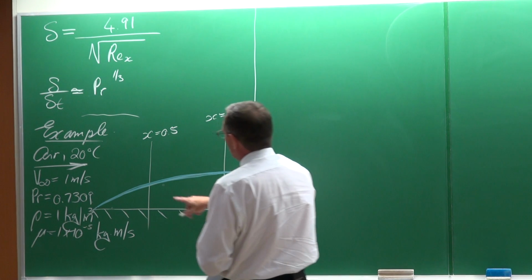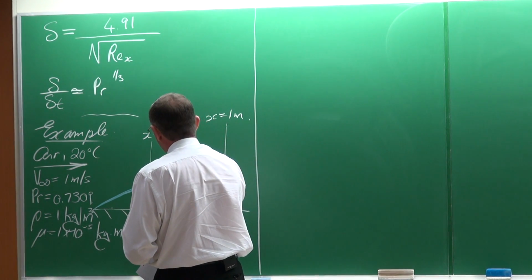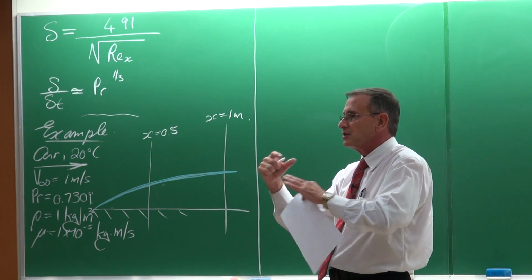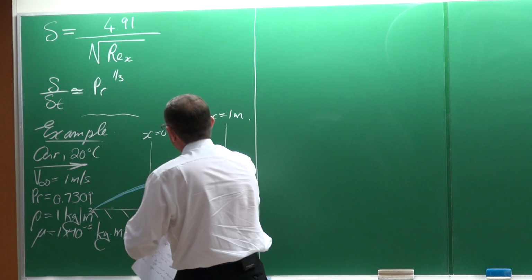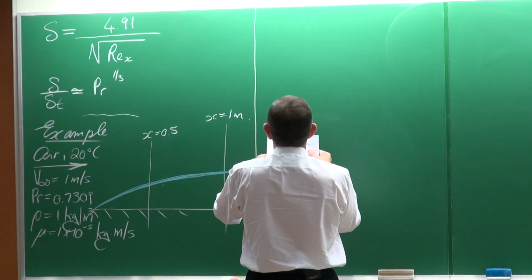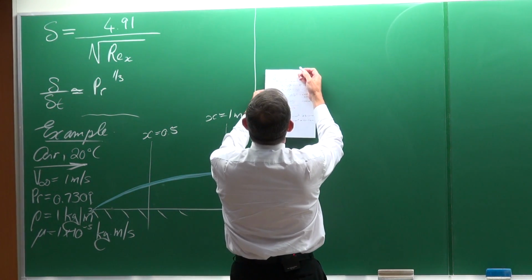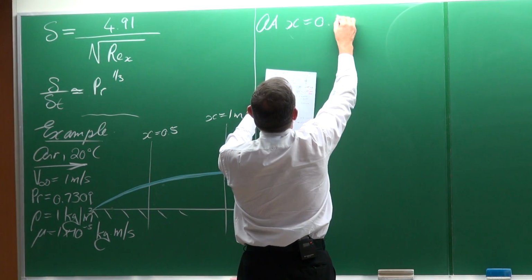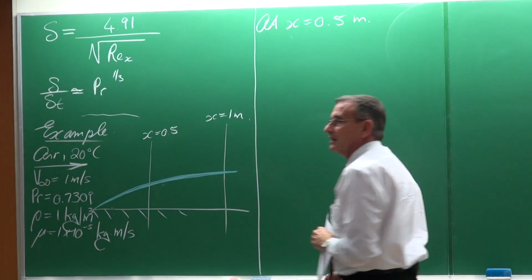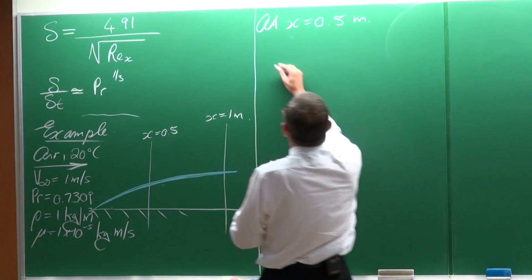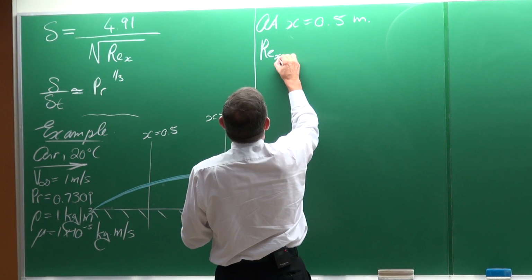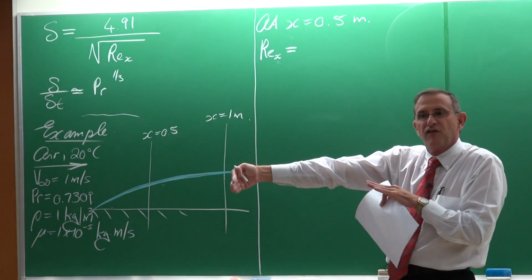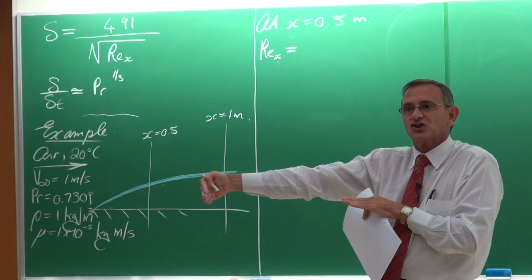So the question is to determine the boundary layer thickness for the fluid flow, the velocity boundary layer, as well as for the temperature gradient for the heat transfer. So let's look at typically x equal to 0.5 meters. At x equal to 0.5 meters, we can go and calculate the Reynolds x. Reynolds x means where x is 500 millimeters from the leading edge.